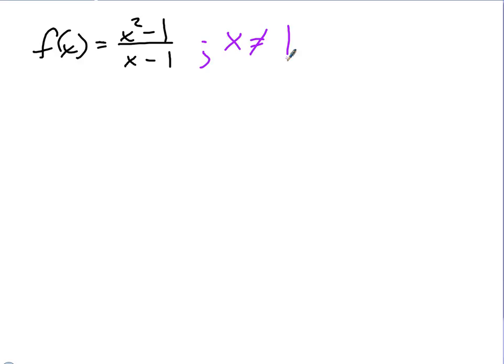Let's go back to this one, and let's take a quick look at how we would do this one graphically, because I have my graphing calculator installed now, and I want to show you something kind of important.